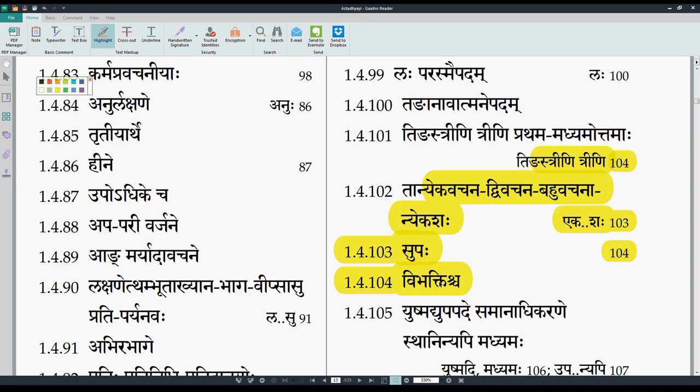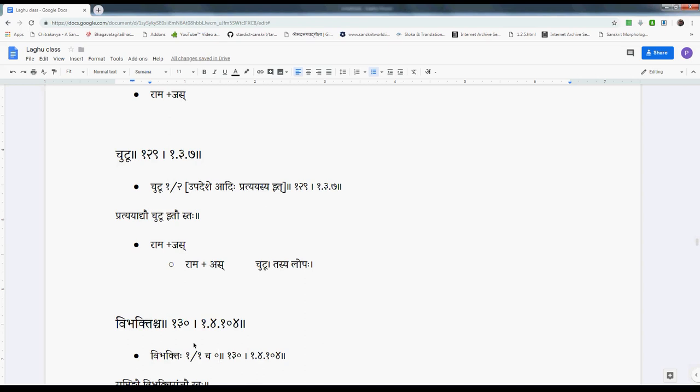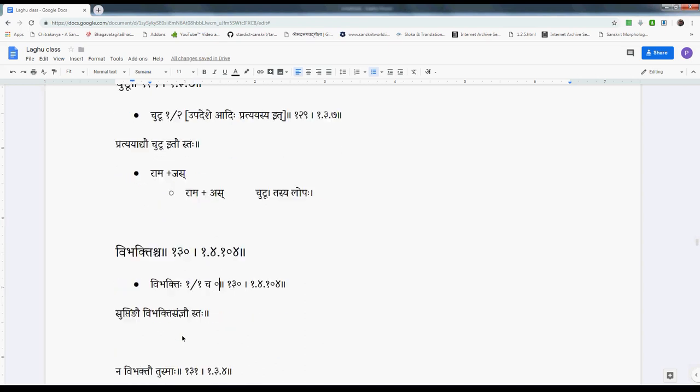Whatever sanya they have got, there will be an additional vibhakti sanya also. So both ting and sup pratyayas are called vibhakti also. Sup tingau vibhakti sanyau staha, that's what he is saying. Thereby this jas or us, being sup, has got vibhakti sanya.